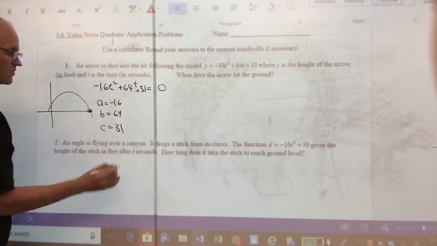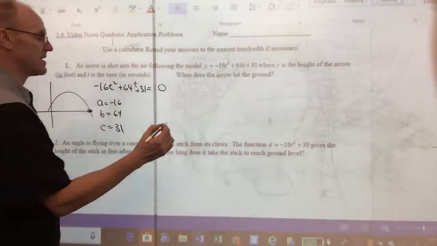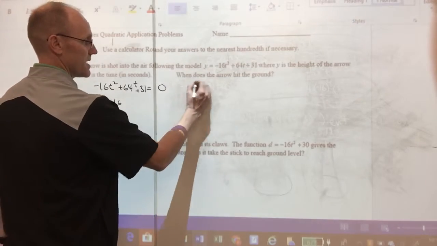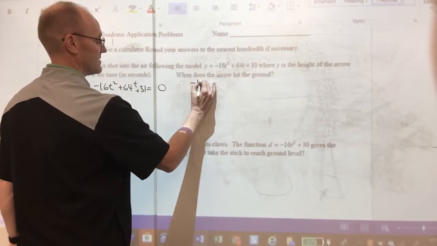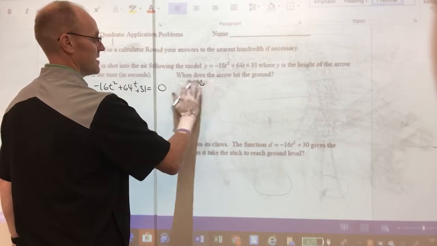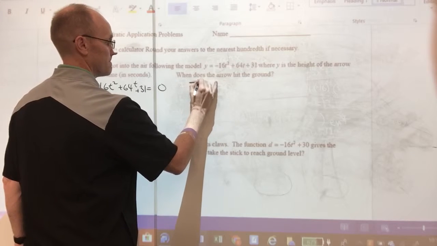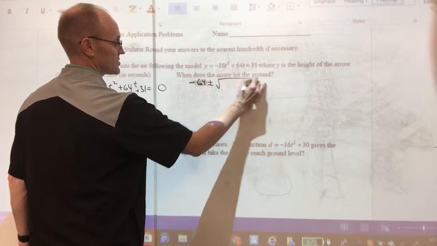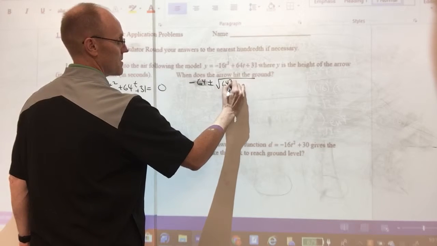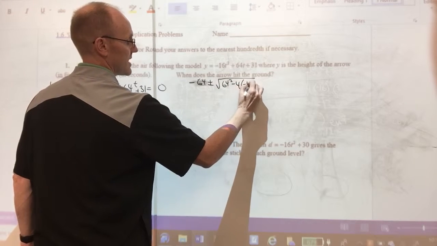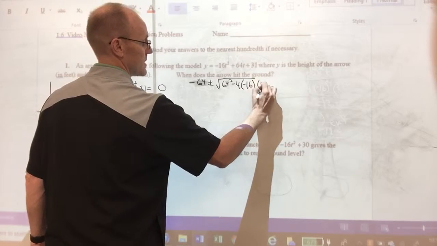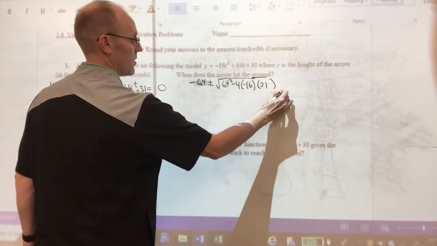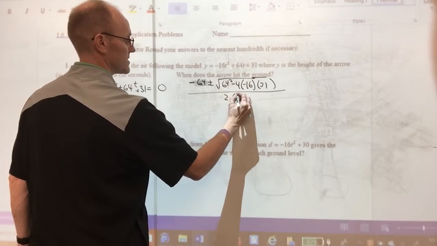C in this case is 31. So I set this up, and it's going to be the negative, the opposite of b, plus or minus the square root of b squared minus 4 times a times c, all over 2 times a.